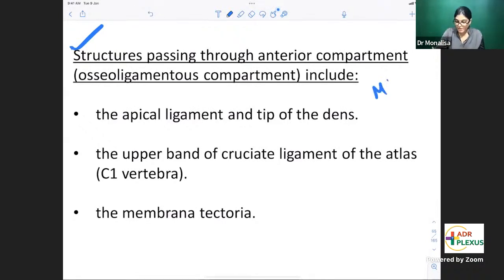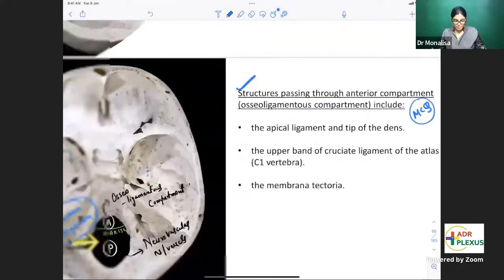These points are very, very important. Two years back, the structures traversing through foramen magnum were asked in your entrance exam. The three ligaments traversing through the anterior compartment are the apical ligament of the tip of dens, the upper band of the cruciate ligament of atlas, the C1 vertebra, and the membrana tectoria.